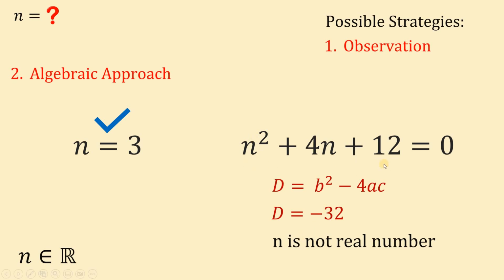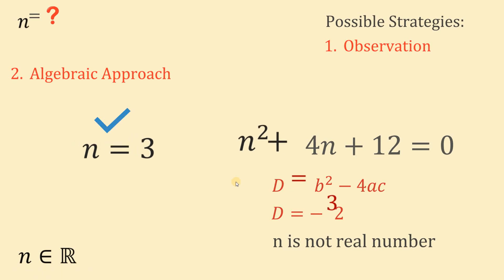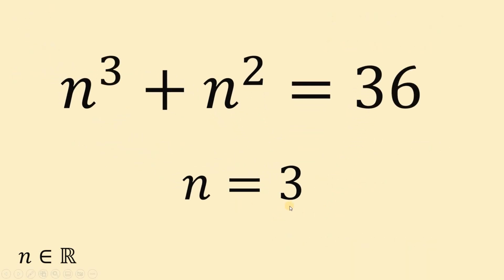So we can say that in this equation, n is not a real number. Therefore, the only real number that satisfies this equation must be equal to 3. Therefore, our answer, n equals 3. And as always, we are done.